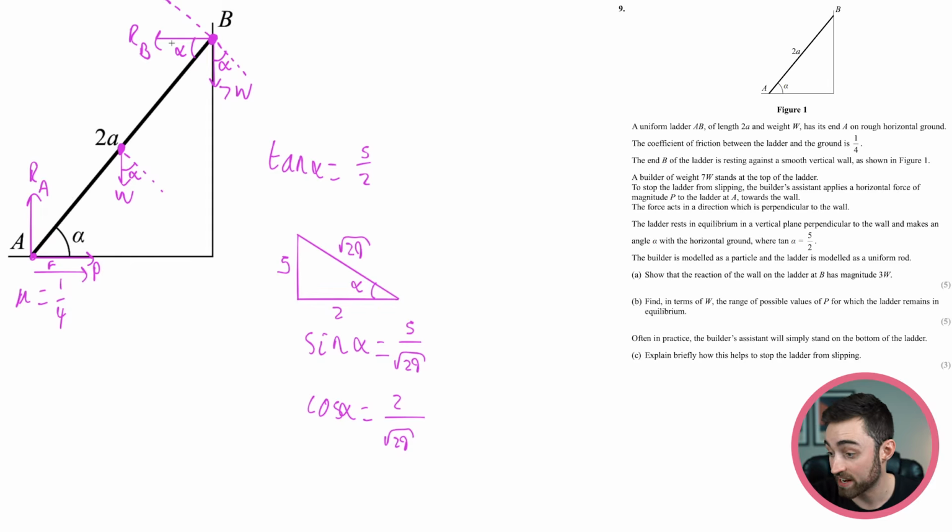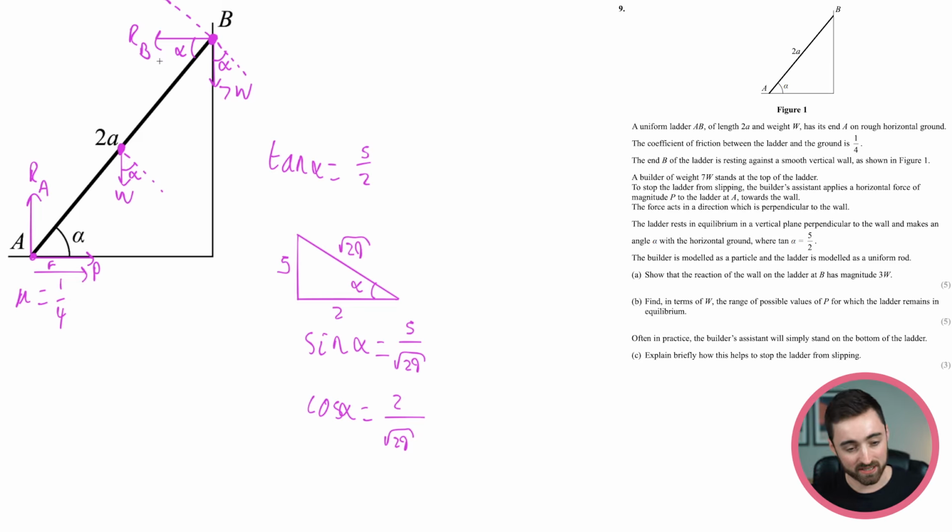So the part A just says, show that the reaction of the wall on the ladder, so this RB, has magnitude 3W. Now always think with moments, what are the different ways I can get equations? I can do left equals right, I can do up equals down, and I can take moments. So let's have a think about those. Up equals down isn't going to work because RB is horizontal, so it's not even going to turn up in the equation. Left equals right, I've got a lot of unknowns, haven't I? Because I've got P, which I don't know, F, which I don't know, and then RB. So I'd get an equation with 3 unknowns in it. How am I going to work that out?